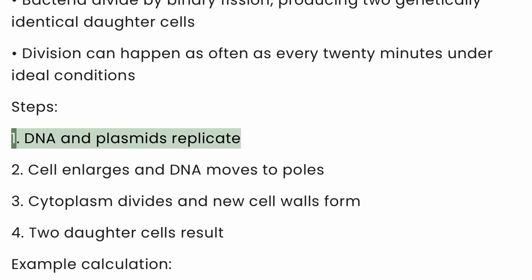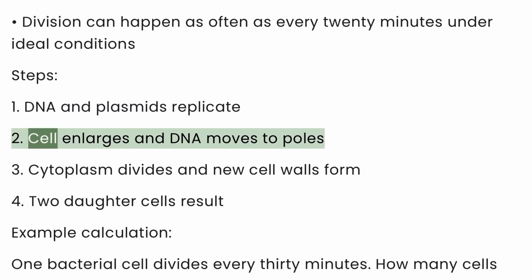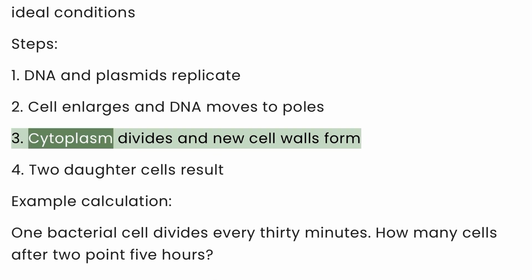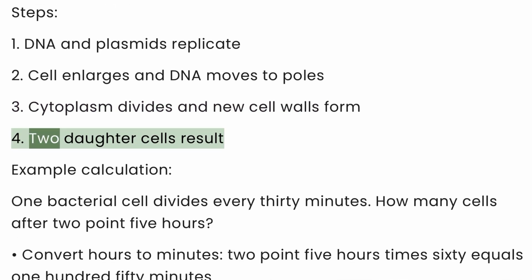Steps: 1. DNA and plasmids replicate. 2. The cell enlarges and DNA moves to the poles. 3. Cytoplasm divides and new cell walls form. 4. Two daughter cells result.